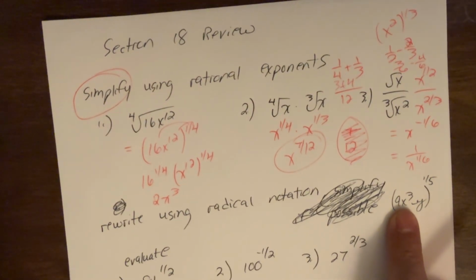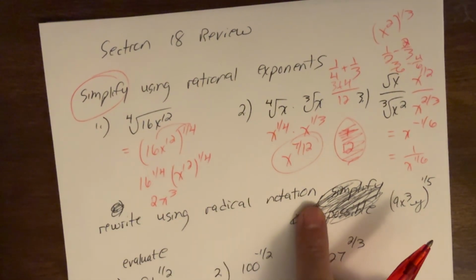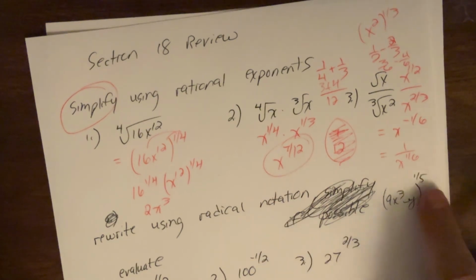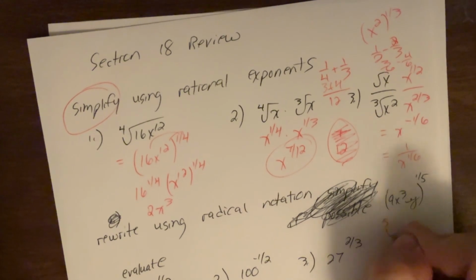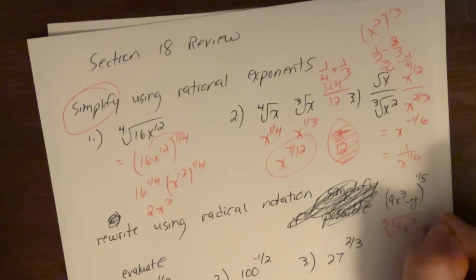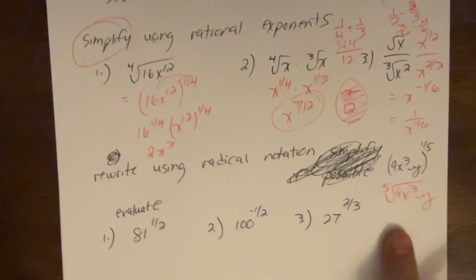Now I jump here, rewrite using radical notation. Well, I've got the 1/5 power, so going backwards, 1/5 will be the 5th root of 9x cubed y.